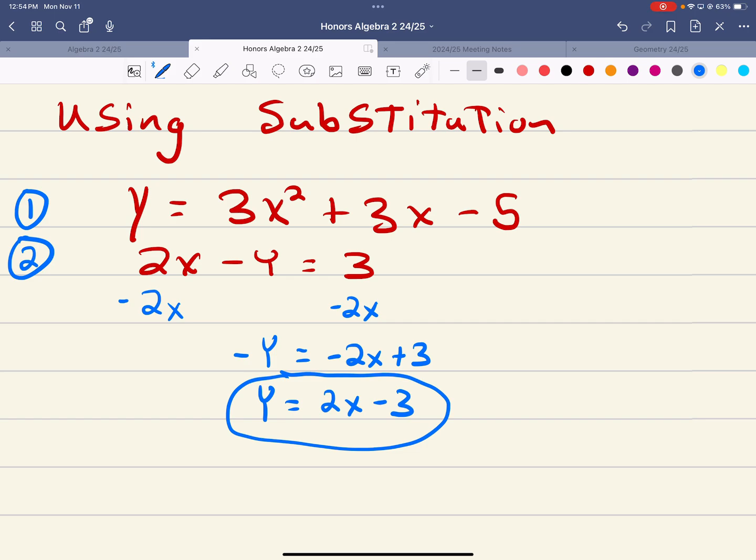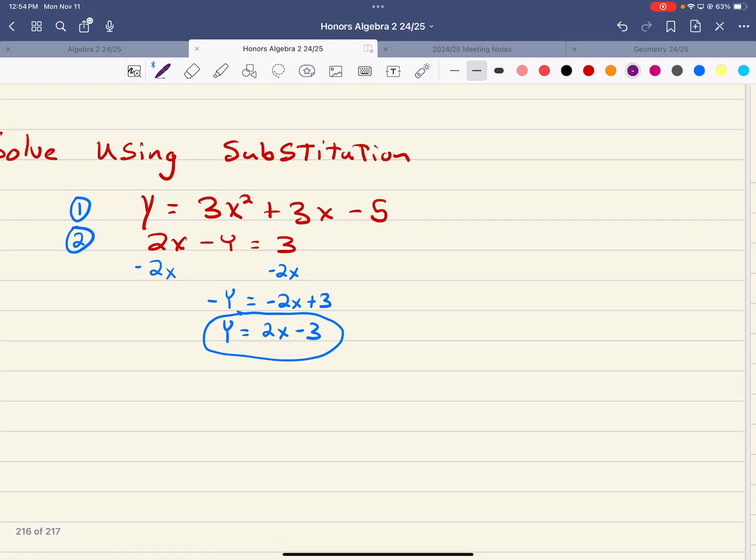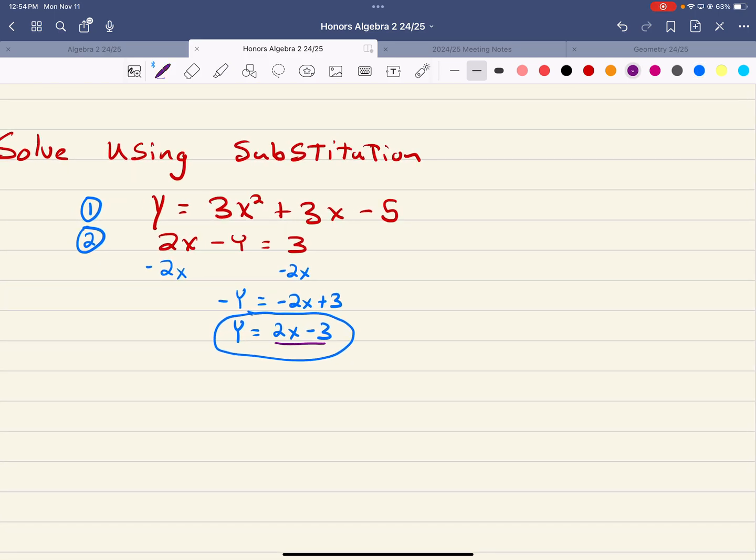Substitute. Substitute what? Y in for y in my first equation. I know what my y value is equal to. Because I know it's equal to 2x minus 3, I can take the y in equation 1 and substitute it with 2x minus 3. Now 2x minus 3 is going to equal 3x squared plus 3x minus 5. Now I've got one variable, I've just got x. So I'm going to solve this for x.